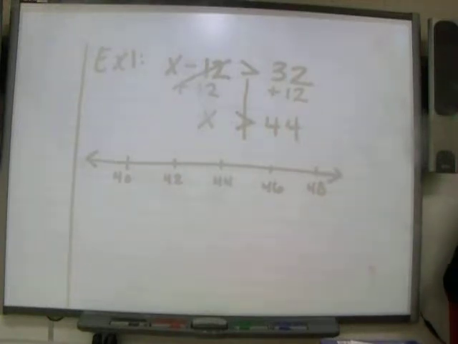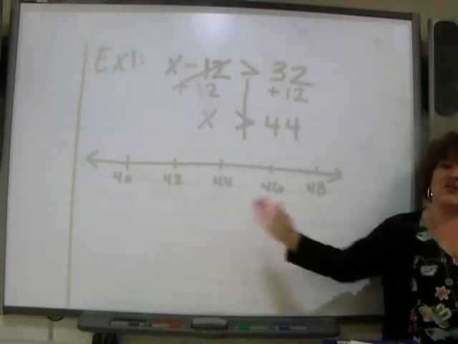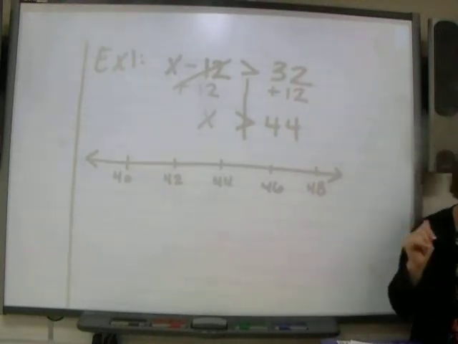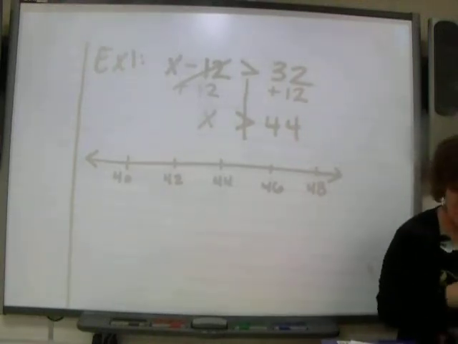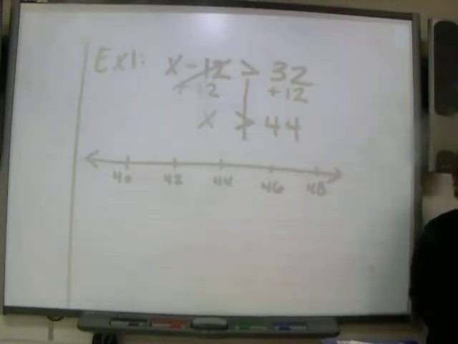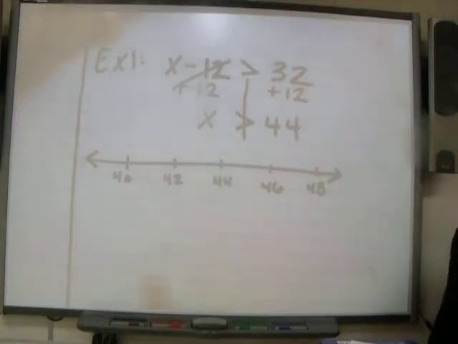Most of the time when I'm allowing you to practice, I will give you these number lines so that you don't have to create them on your own, which is a plus. Now, the way we're going to graph it is 44 is the number that we want. So we're going to put a circle around 44.